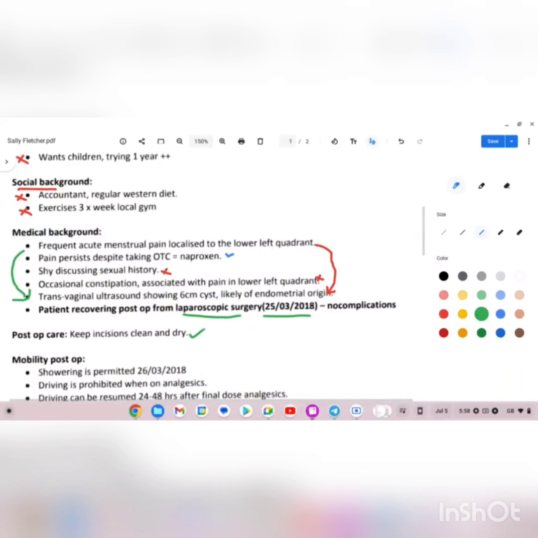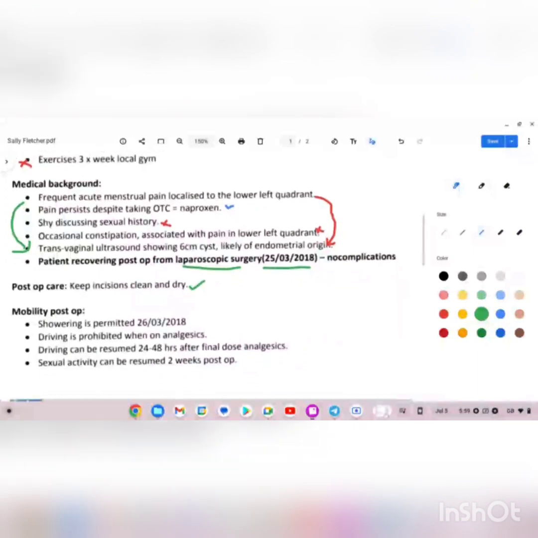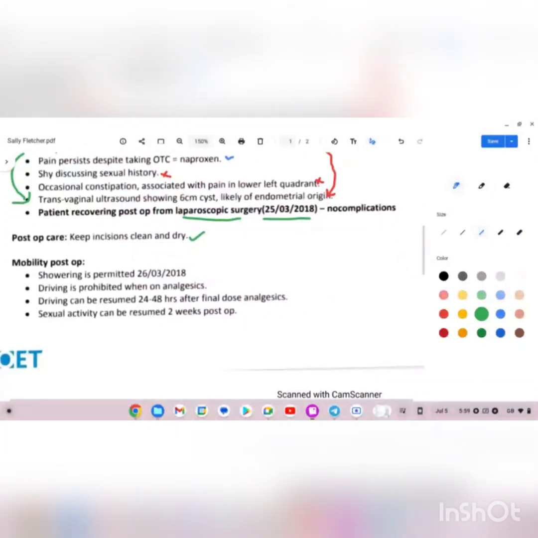This is relevant because after this, the patient's GP is not aware of what has happened to the patient during her hospitalization. So from here onwards, all are important points. You can tick everything: mobility post-operatively, what has happened to her mobility. So that's a question mark, you can consider this. Showering is permitted only on the next day. Driving is prohibited. So that's one important concern.